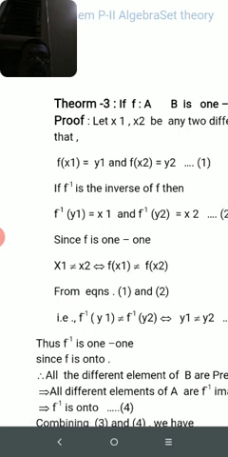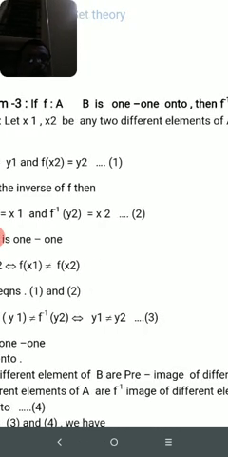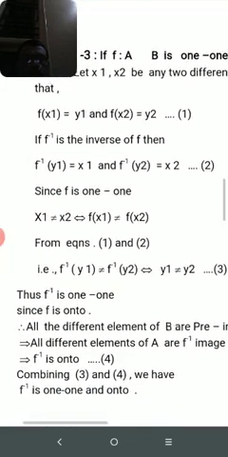Since f is one-one, x1 is not equal to x2. It means they both are different, if and only if f of x1 is not equal to f of x2, their function values are also not equal. From equation number 1 and 2, in equation number 1, f of x1 is equal to y1, f of x2 is equal to y2. In equation number 2, f inverse of y1 is equal to x1, f inverse of y2 is equal to x2. Therefore, from 1 and 2 we have f inverse of y1 is not equal to f inverse of y2 if and only if y1 is not equal to y2. Call it equation number 3.